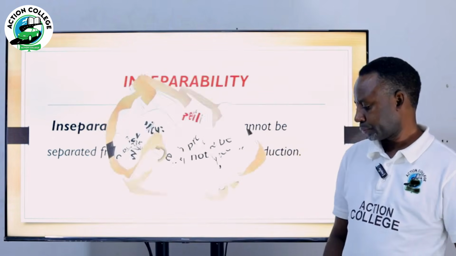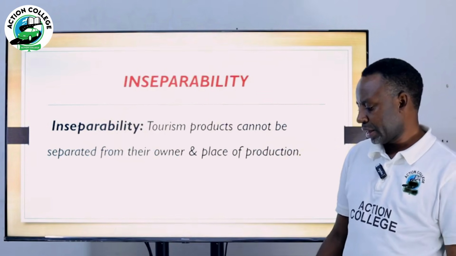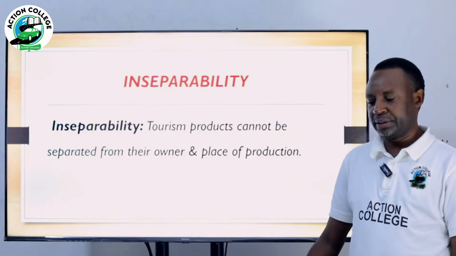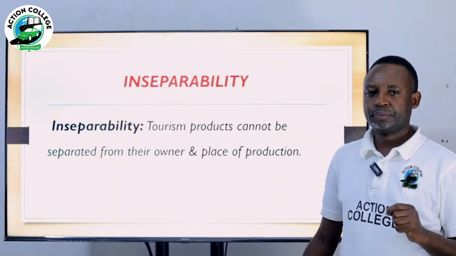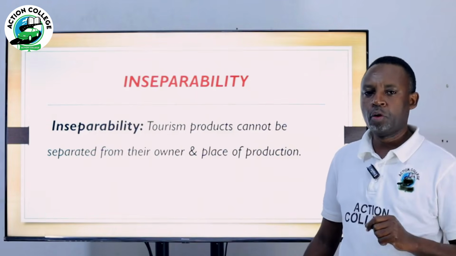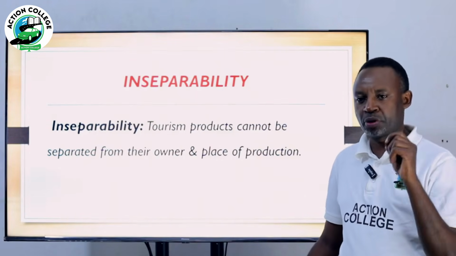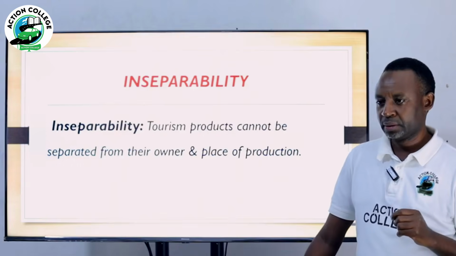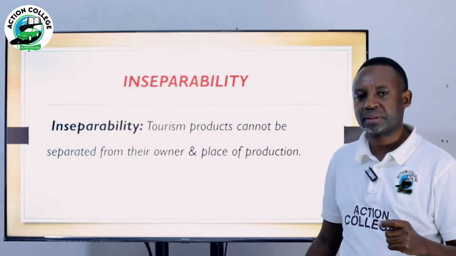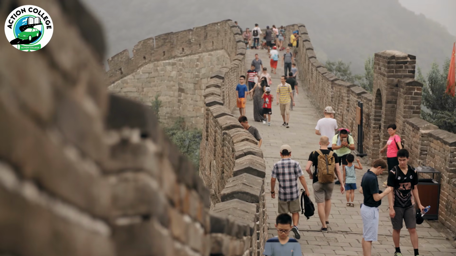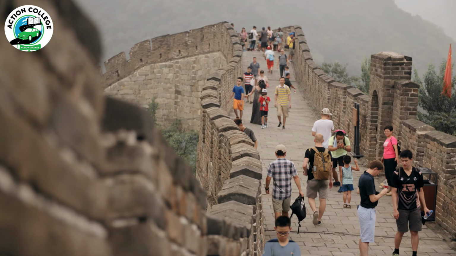Next. The other characteristic is inseparability. Tourism products cannot be separated from their owner or from their place of production. What does it mean? For example, if you're to use any tourism product or service, the owner has to be present for the transaction to take place.